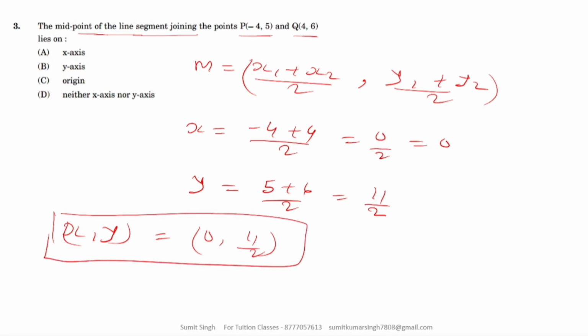So we can say any point where the x coordinate is 0 lies on the y axis, and in this way the correct answer for this question will be option number B.